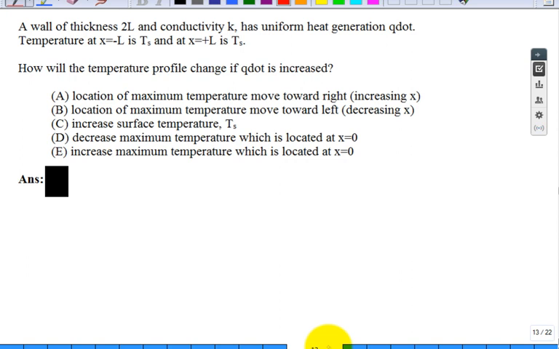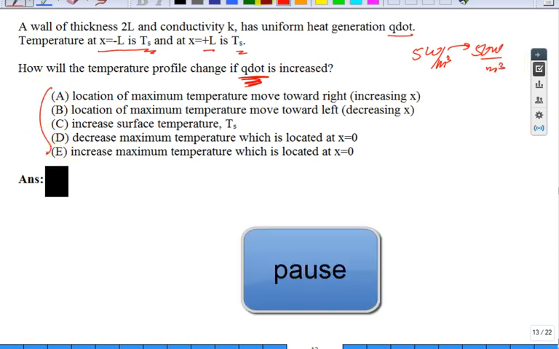A wall of thickness 2L and conductivity K has uniform heat generation Q dot. Temperature is TS at negative L, and at positive L it's also TS. How will the temperature profile change if Q dot is increased? Maybe it was 5 watts per meter cubed, and now they boost it to 50 watts per meter cubed. Increase Q dot. What is the change in our profile?